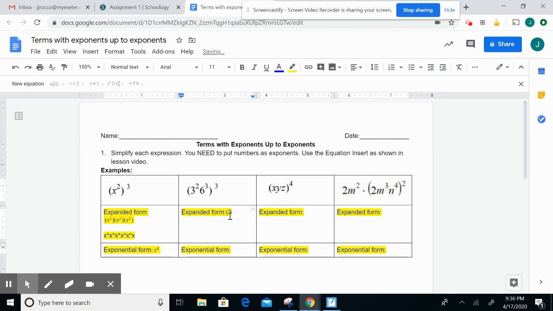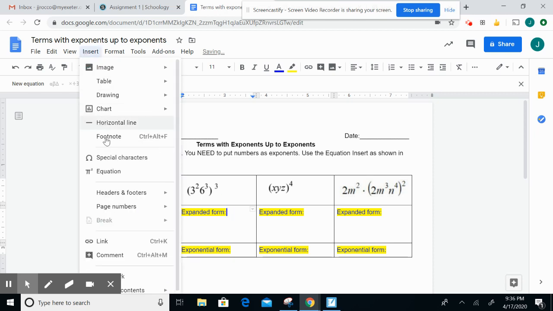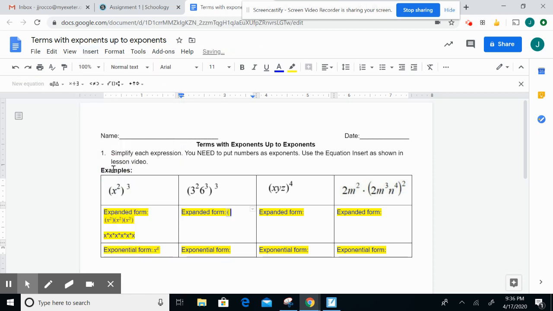3 squared, 6 to the, oops, that's my fault. I keep hitting the wrong buttons at the wrong time. All right, and we have, let's go ahead and do that. Control C, Control V, 3 of them. Good.